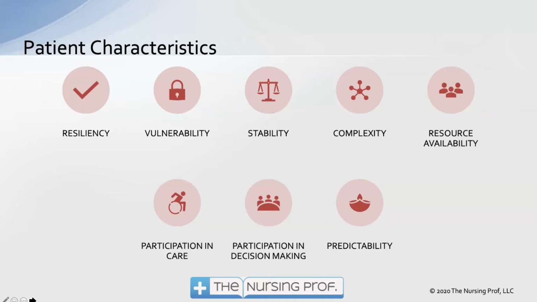Resource availability. What resources does that patient have available to them? And in some cases, maybe the patient has lots of resources available to them. We assume that with children, that they're going to have their parents as resources. Now, that's not always the case, of course, but that's what we're going to assume. So we make an assumption about that.